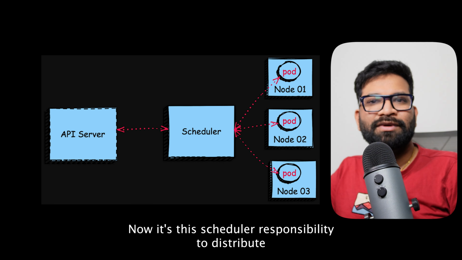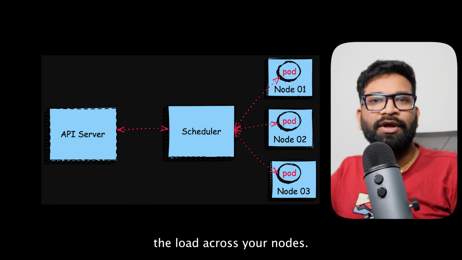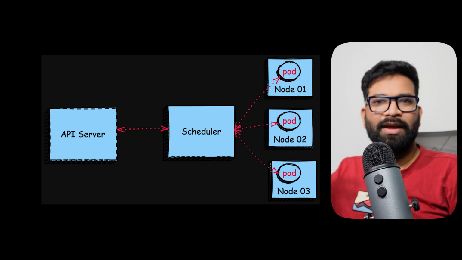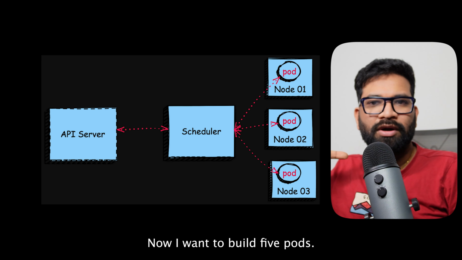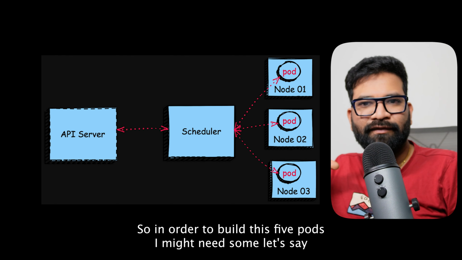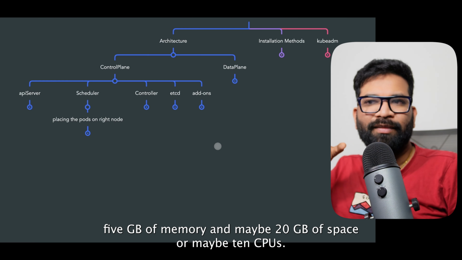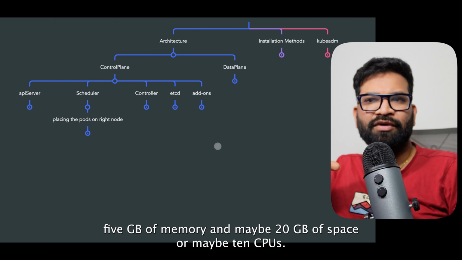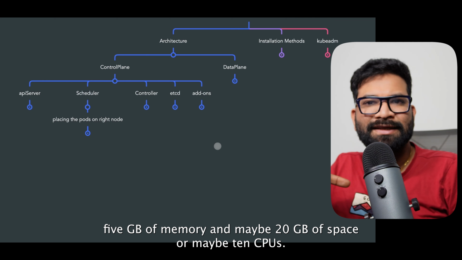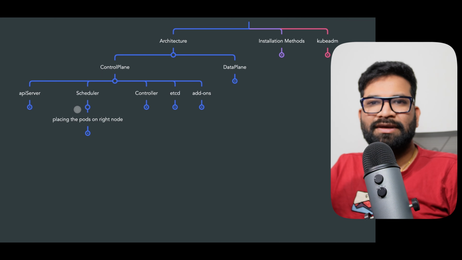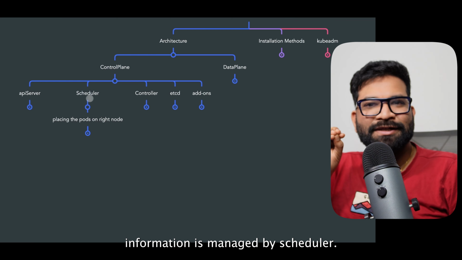Now it's the scheduler's responsibility to distribute the load across your nodes. Now I want to build 5 pods. So in order to build these 5 pods, I might need, let's say, 5 GB of memory and maybe 20 GB of space or maybe 10 CPUs. So this information, the availability of the resources information, is managed by the scheduler.